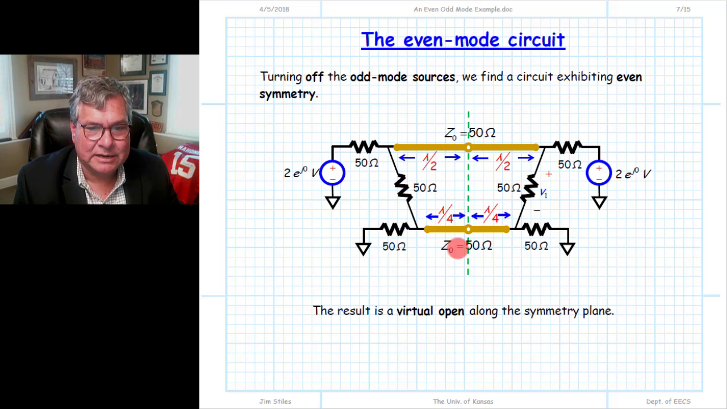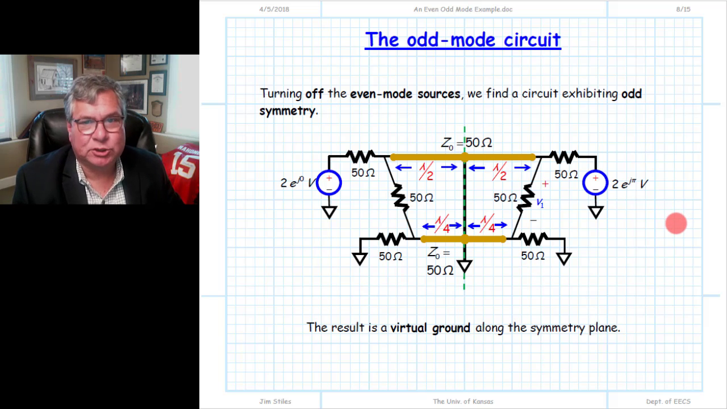And so what we have in front of us is a circuit with even mode symmetry. And because it has even mode symmetry, not only is the circuit symmetric about this plane of bilateral symmetry, the sources are likewise symmetric across that plane. That plane of bilateral symmetry becomes a virtual open. We know that no current can flow across that plane of reflection symmetry, and so that is defined as an open circuit. I is equal to 0, and so there's an open circuit right in the middle of the two transmission lines.